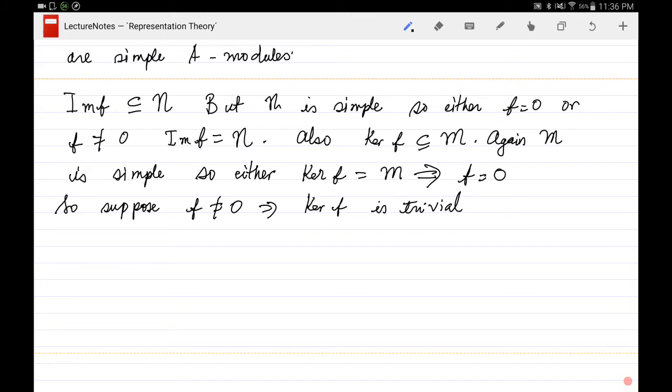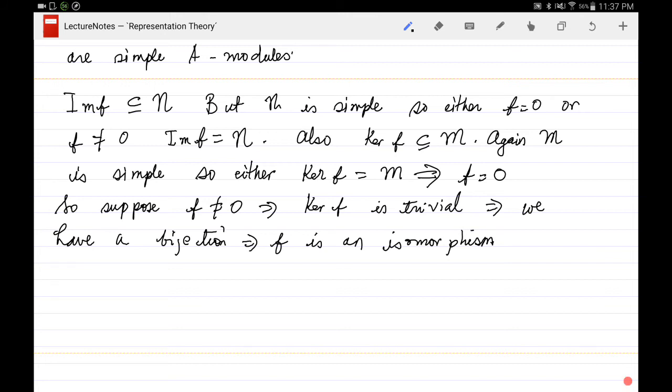Now, if the kernel of F is trivial, which means that the 0 element in M goes to the 0 element in N, and we have a homomorphism, this means that we have, in fact, a bijection, which implies that F is an isomorphism. Okay, so that proves our lemma.